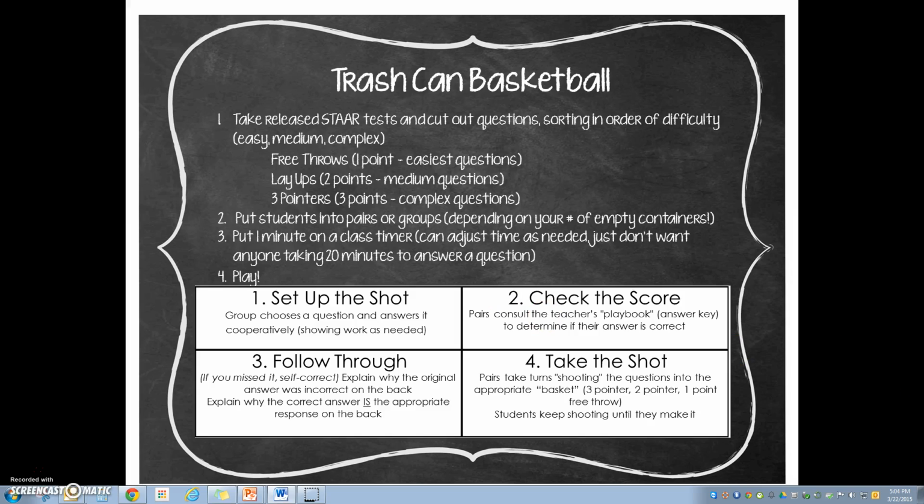Moving on to trash can basketball. This is a great way to get kids both moving and thinking at the same time. Be sure that you have an answer key to the test that you're using. They're going to need to check their answers.